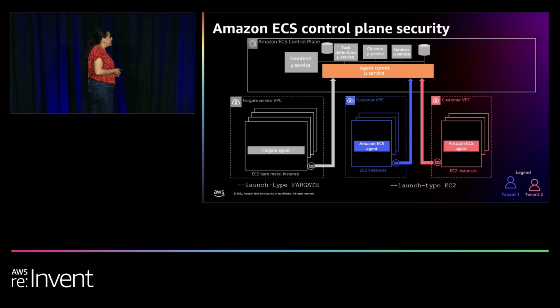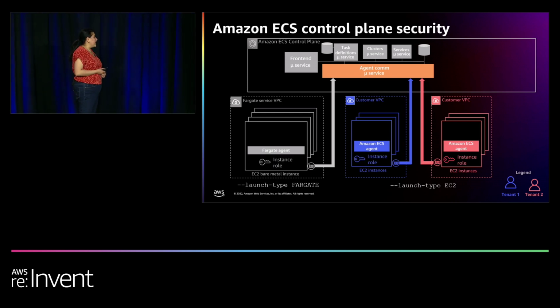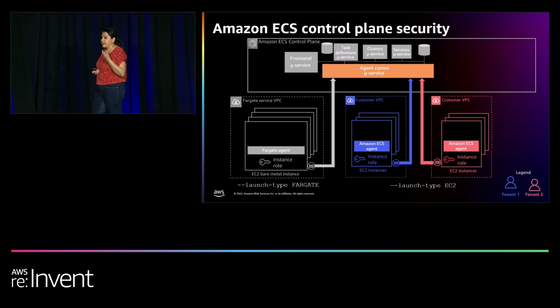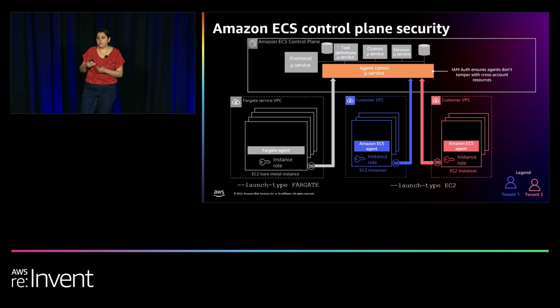And the way we enforce checks and balances here is that the instance role that's present on your instance, that's the identity that the agent is going to use to talk to our control plane. And the agent communication service basically ensures that you're only modifying or reading state about other tasks or instances in your own account, and you can't read across accounts.